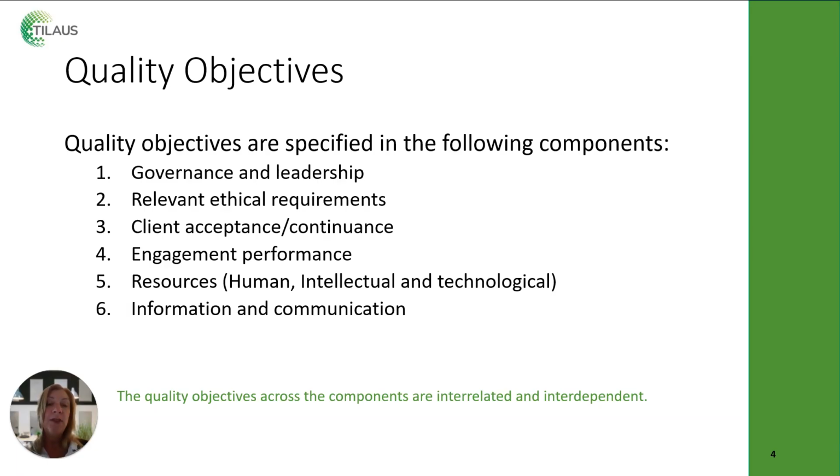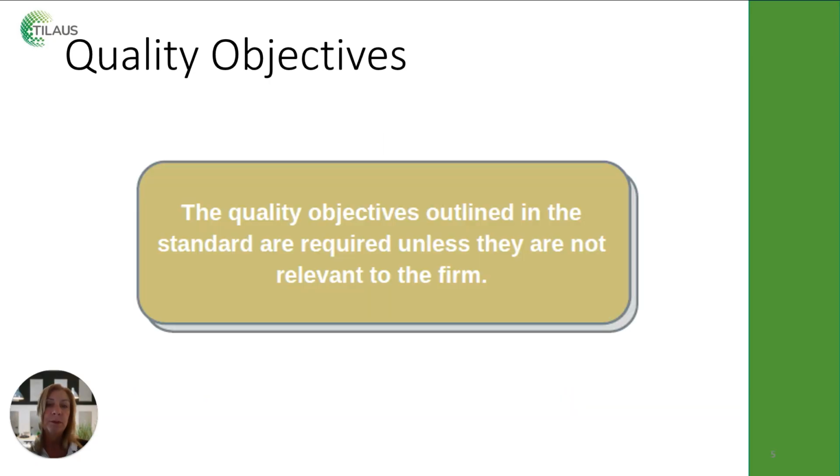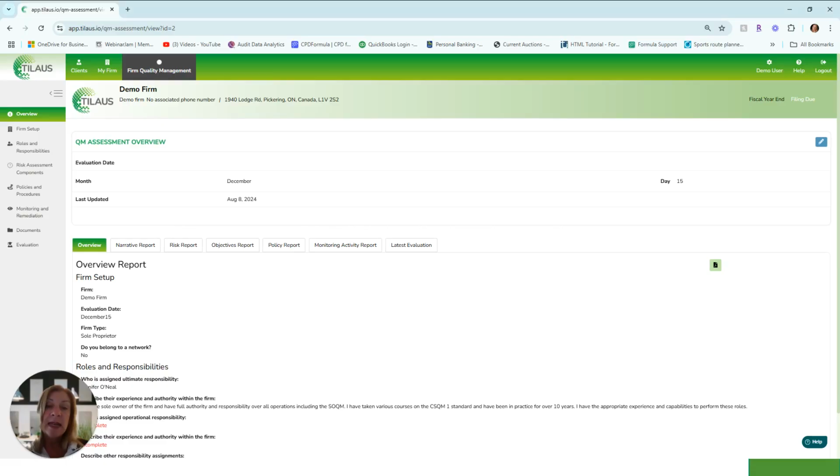Now, these quality objectives do go across the components. We consider them to be interrelated and interdependent, and as we go through the risk assessment, you will really understand what I mean by that. Now, the quality objectives are given to us by the standard themselves. So unless you have a quality objective that is not relevant to your firm, I would just keep it the way it is. So let's dive into the TLOS software and see where we would go to document this.